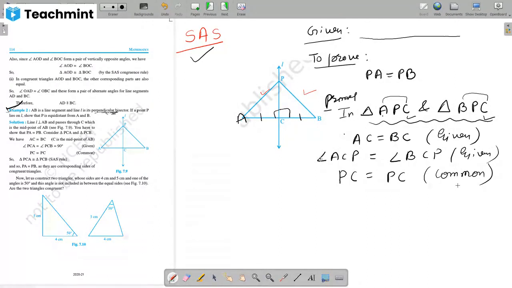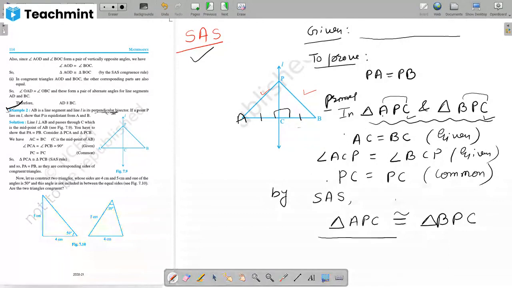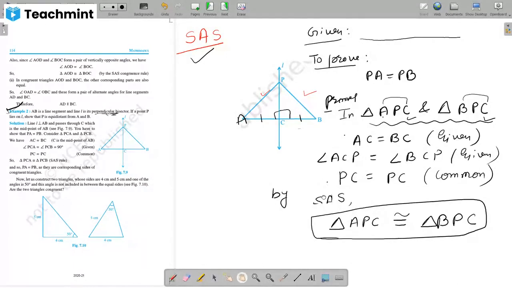So now see, side, angle, side. By which criteria? This angle is included between the sides. So we will write by side, angle, side congruency criteria. Which two triangles? Triangle APC is congruent to triangle BPC. When you flip this half part of the triangle, they should cover each other. So here we cannot change the order. So now the triangles are congruent.